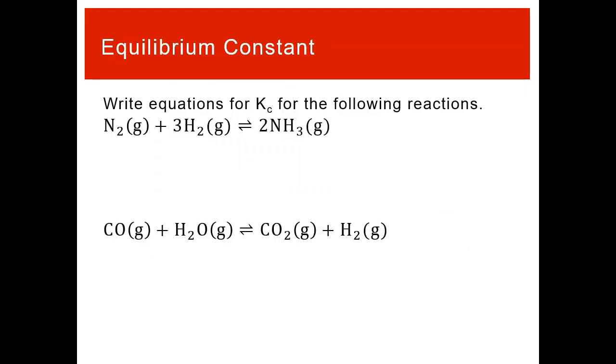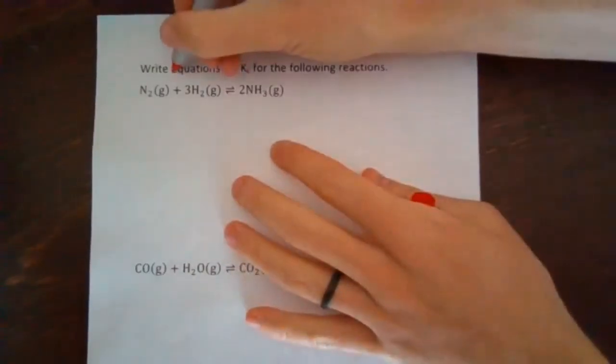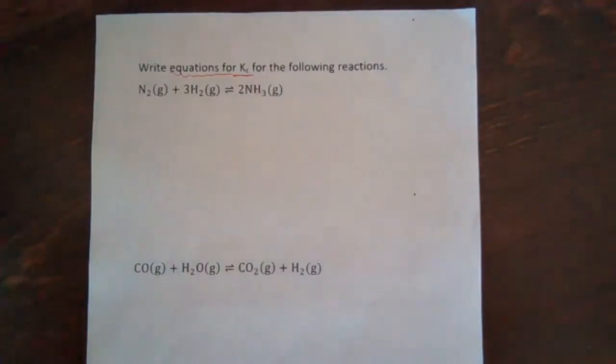So we want to get some practice writing equations for Kc. We're going to do it for the following reactions. I have N2 plus 3H2 becomes 2NH3, and then CO plus H2O becomes CO2 plus H2. All right, so when we want equations for Kc, our equilibrium constant, it is a number, but we really also want to be able to come up with the functional form or the equation that relates the value of Kc to the concentrations of all our different components.